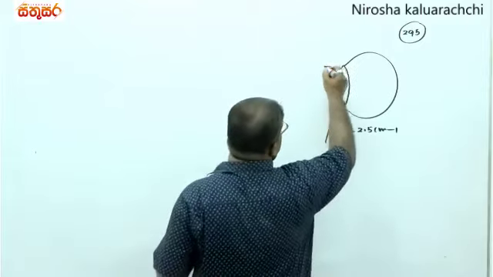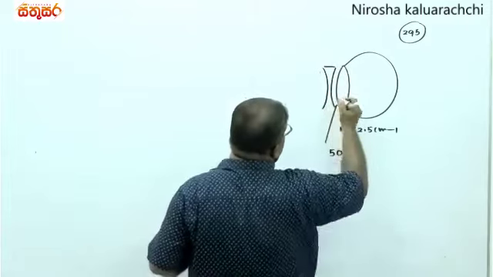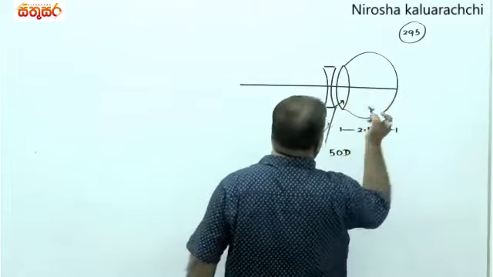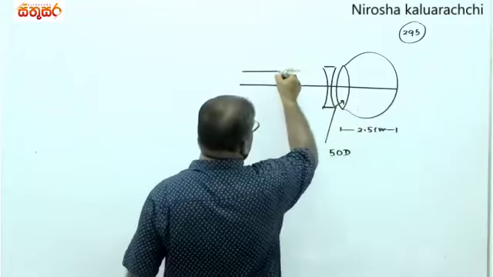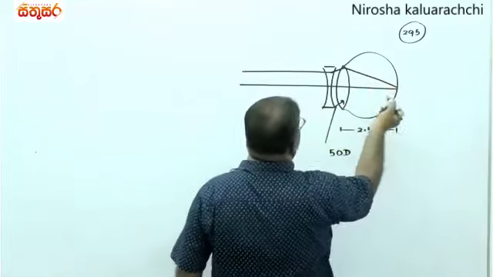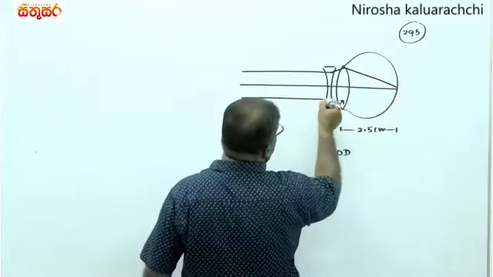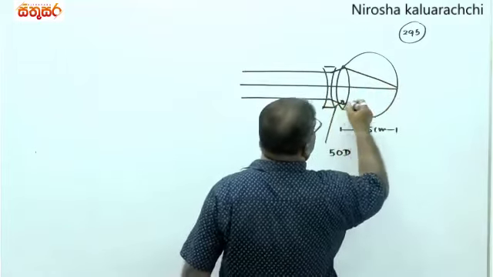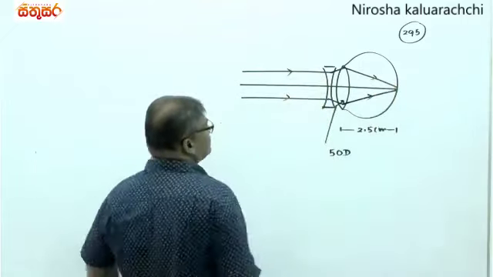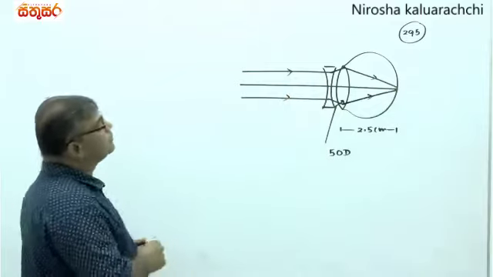Type, for distance, definitely it's a concave one, to see the infinity object, right? To see the infinity long distance object.